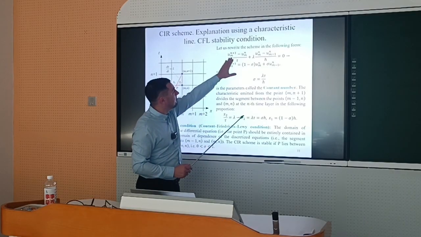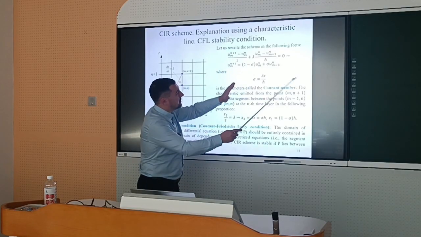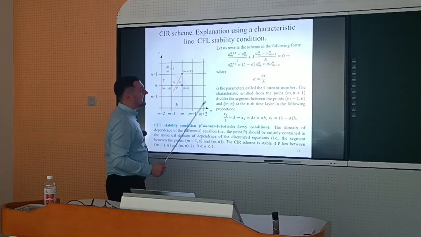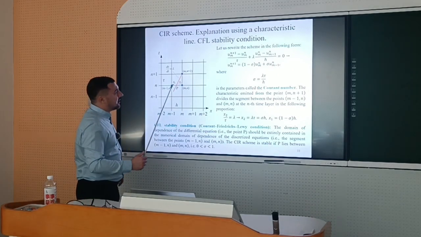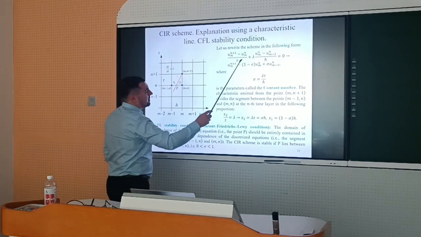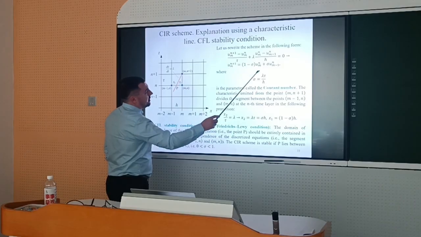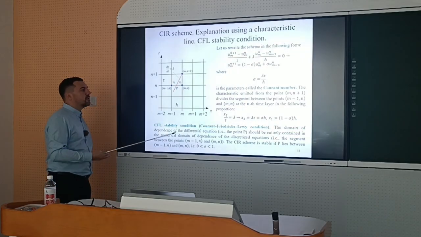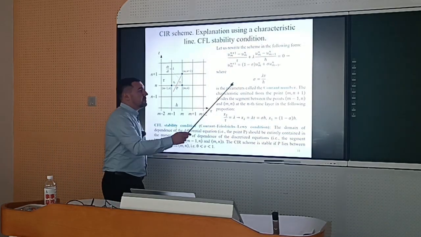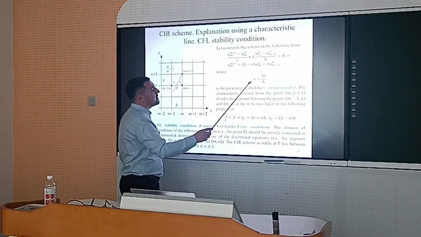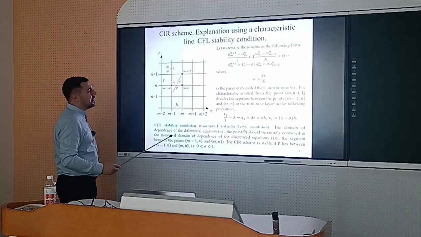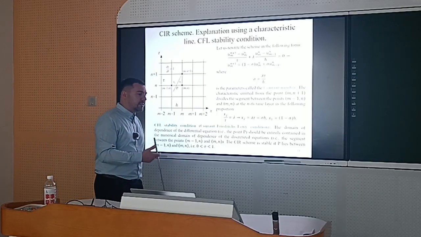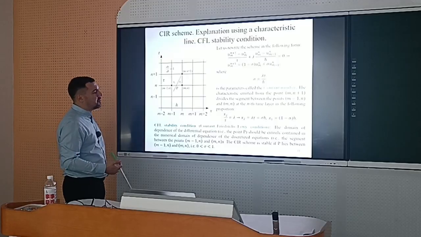So we can rewrite our scheme in the following manner. We just express u_m^(n+1) and put all the rest of the terms on the right hand side. Then we multiply both sides by tau, and we get the parameter sigma equals lambda tau over h. So this parameter is very, very important. It's called the Courant number. It's the ratio lambda tau over h. And this parameter always defines the stability properties of our numerical method.